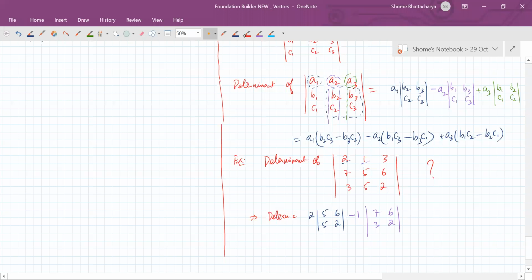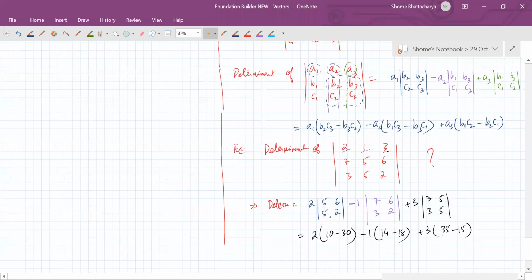And then again take the last one out. The last one again comes with a positive sign, so plus 3 into this determinant, the first and second column, that is 7, 5, 3, 5. So this becomes 2 multiplied with 10 minus 30, minus 1 multiplied with 14 minus 18, plus 3 multiplied with 35 minus 15.